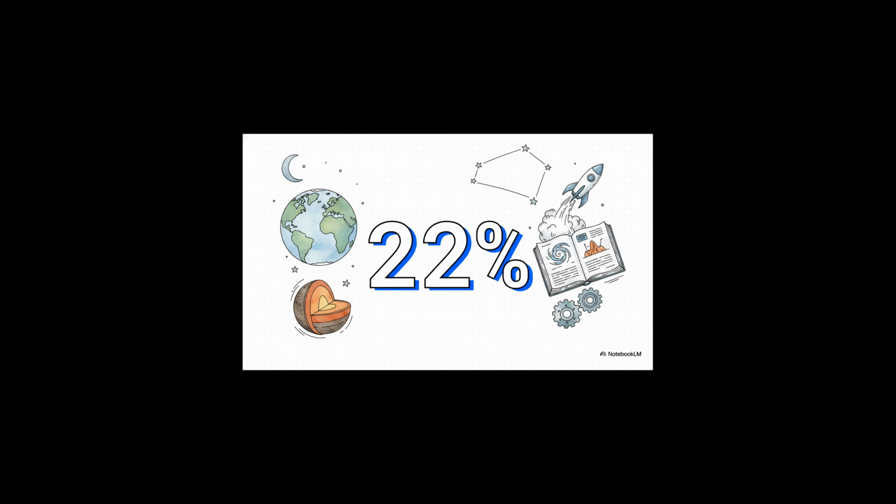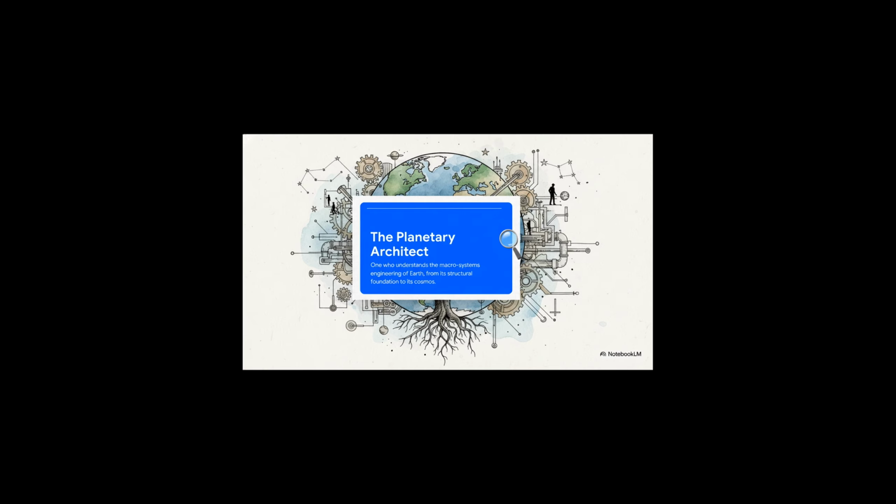Okay, let's start with the most important number you're going to see, 22%. That's how much of your final score comes from these Earth and Space Science competencies. It's a huge piece of the pie, so you can see why mastering this section is absolutely crucial for your success. So how do we tackle that 22%?